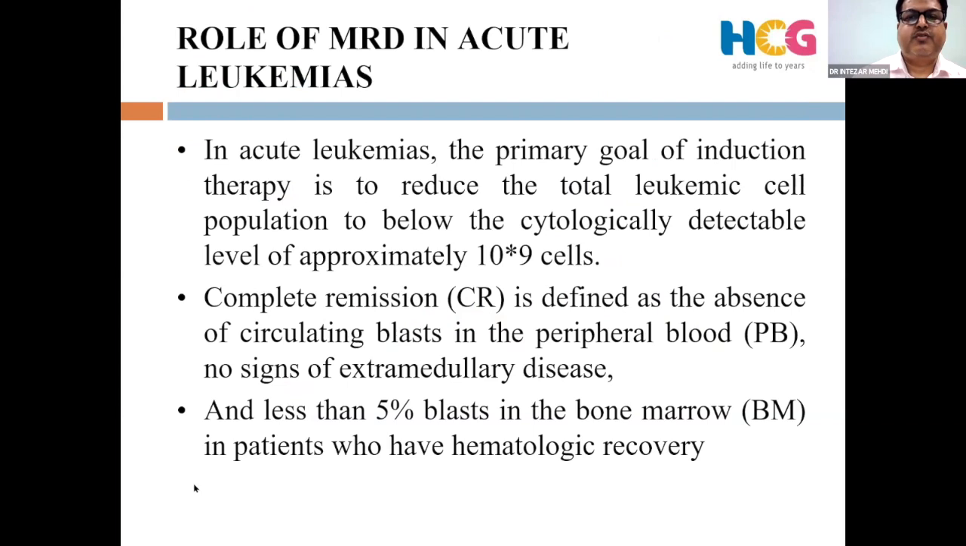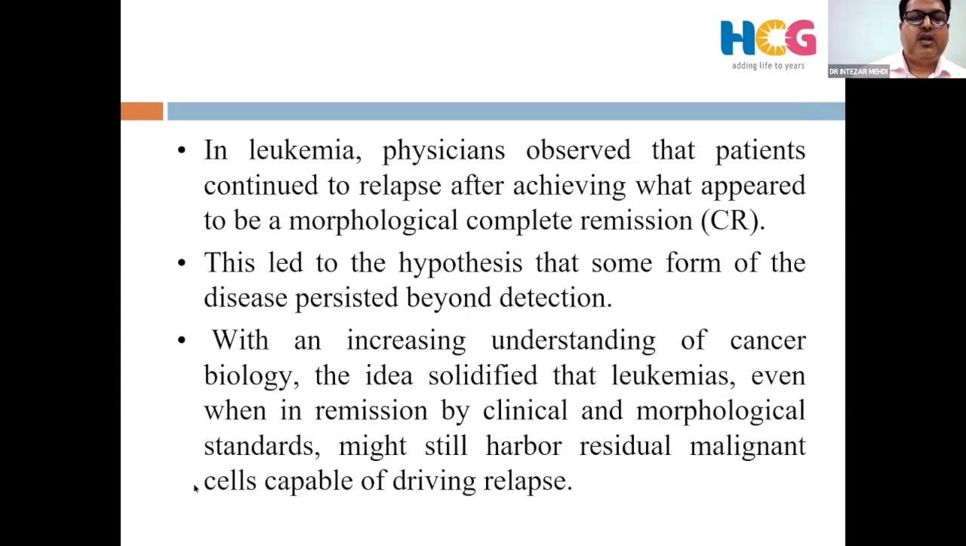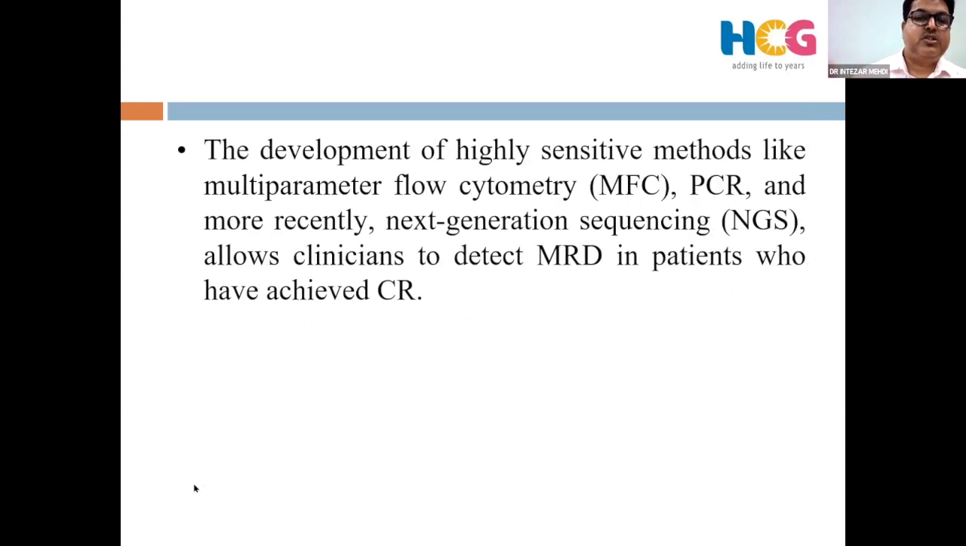So this paper actually talks that we all know that in induction, our goal is to eradicate the leukemic cells below 10 to the power of 9 so that they are not cytogenetically detectable. And complete remission is defined as absence of circulating blasts in peripheral blood and no signs of extramedullary disease and less than 5% blasts in marrow. But we all know that even though patients achieved morphological remission in the past, they were relapsing at some point of time later, and this led to the hypothesis that some kind of disease actually persisted, which we were not able to identify because we did not have the technology at that time.